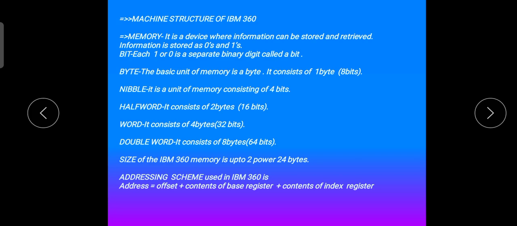Information is stored as zeros and ones. Bit: each 1 or 0 is a separate binary digit called a bit. Byte: the basic unit of memory is a byte. It consists of 8 bits. Nibble: it is a unit of memory consisting of 4 bits.